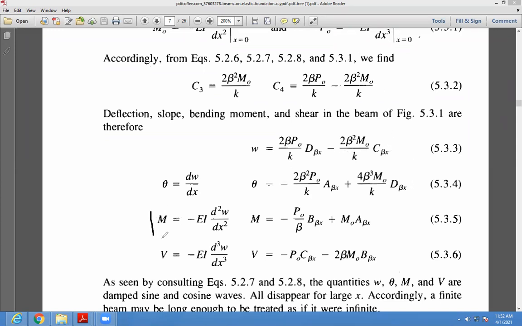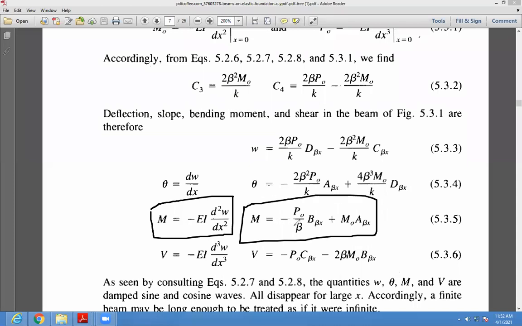Now for the moment equation, take the double derivative of w, and we get the equation of bending moment M equal to minus p naught by beta B beta x plus m naught A beta x. Now, taking the triple derivative of the deflection, we get the shear force. So V is equal to minus P naught C beta x minus 2 beta m naught B beta x. So these are the four equations.